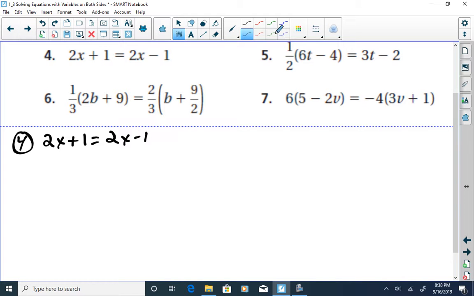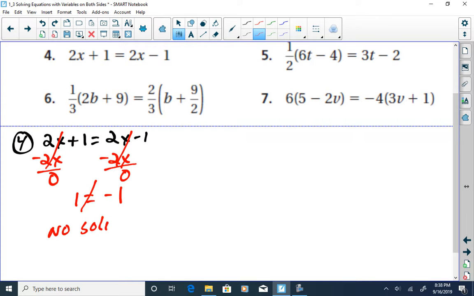minus 1. If we subtract 2x from both sides of that equation, they zero out on both sides of the equation. We're left with 1 is equal to negative 1. Can 1 ever be equal to negative 1? The answer is no. So there are no solutions, or we call that the null set. No solutions. All right. Problem 5. Let's do that here.